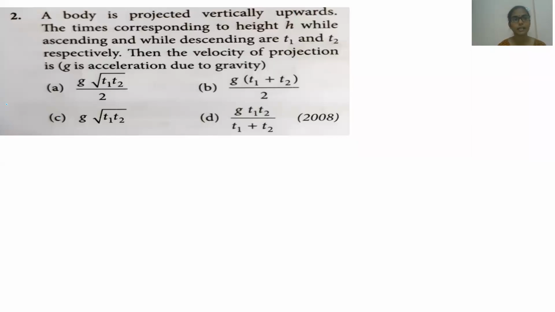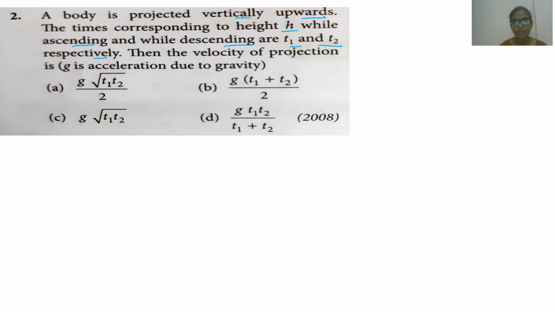Yes, children, let us see the second problem given here. A body is projected vertically upwards. Okay, projectile motion, where the body is projected vertically upwards, straight away. At the time corresponding to the height h, while ascending and while descending, we need to calculate the time taken. So t1 and t2 are respectively the times while ascending and while descending.